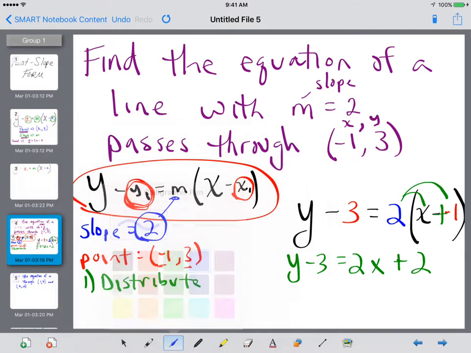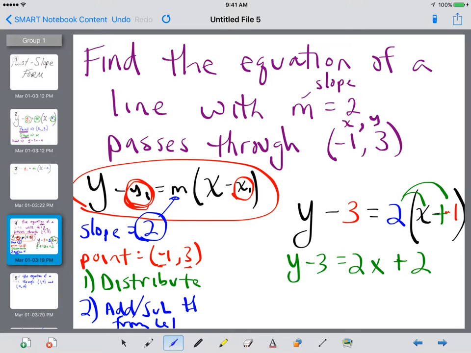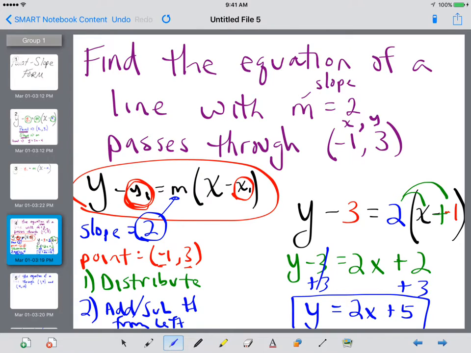Now to get y by itself, I need to, step 2, you're going to add. Sometimes you might have to subtract the number from the left. So in this case, I have minus 3. Well, I need to add 3 to both sides. And the only number I can add it to is this 2 out here. This 2 has an x next to it, so I can't combine it there. And I get the equation y equals 2x plus 5. And there is my final answer.